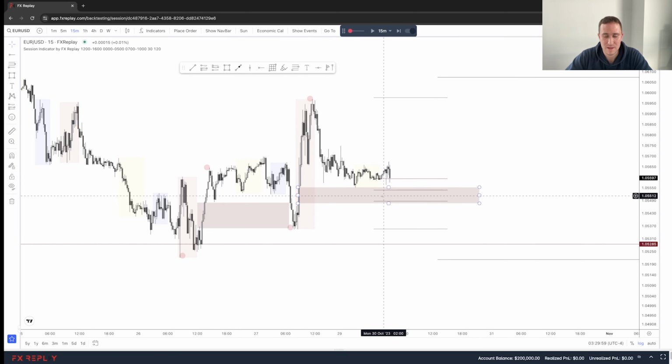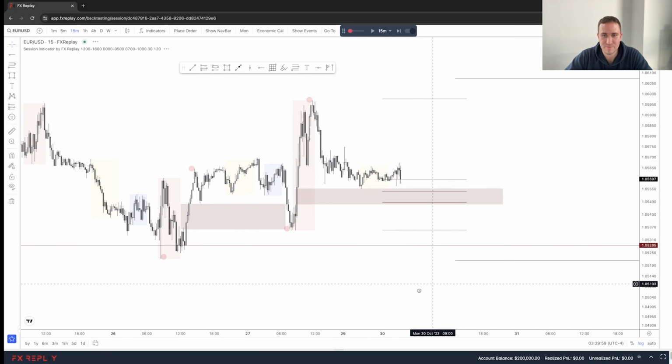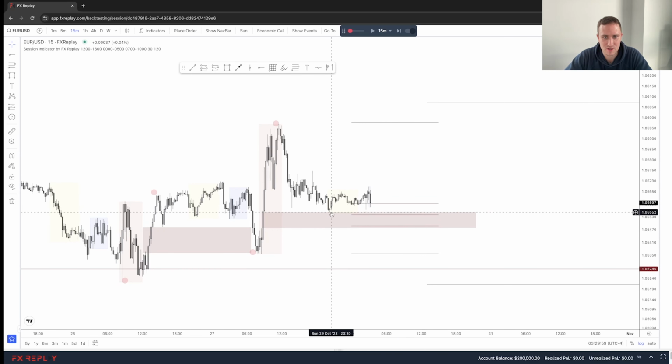It's also in the 79 or 71. I don't have it turned on here. I usually have it on, but I completely forget. So the 71 retracement right here, this is the OTE right here. We have Asia low over here, which I'm going to mark out like so. Okay, so we have Asia low liquidity.